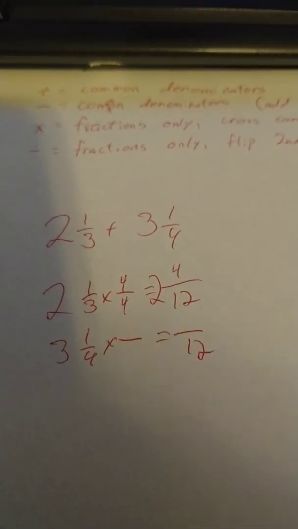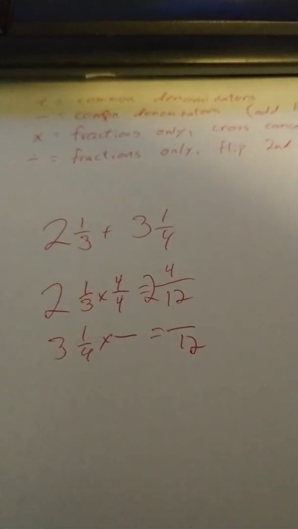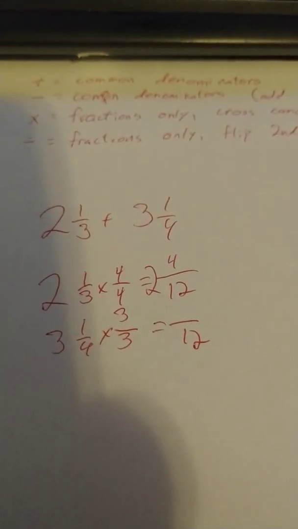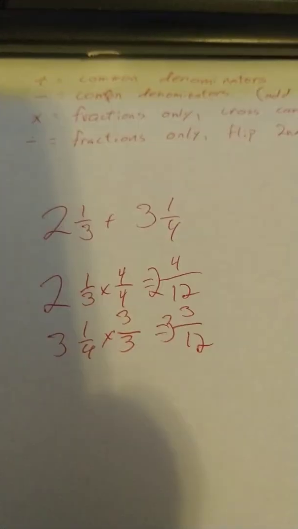1/4 times 12. I need to find my ugly one. So to find that, bottom number times what equals the other bottom number? 4 times 3 will give me that bottom number of 12. So there's my ugly one. Multiply straight across, and we end up with 3 3/12.